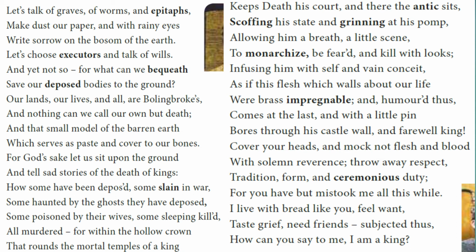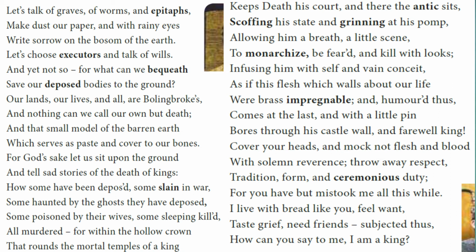Infusing him with self and vain conceit, as if this flesh, which walls about our life, were brass impregnable, and humored thus. So finally, death fills even useless pride. We feel some things. We feel pride and we get arrogant. So whenever you have the power and money, you may feel like that. But finally, what happens? Your death will cover you.